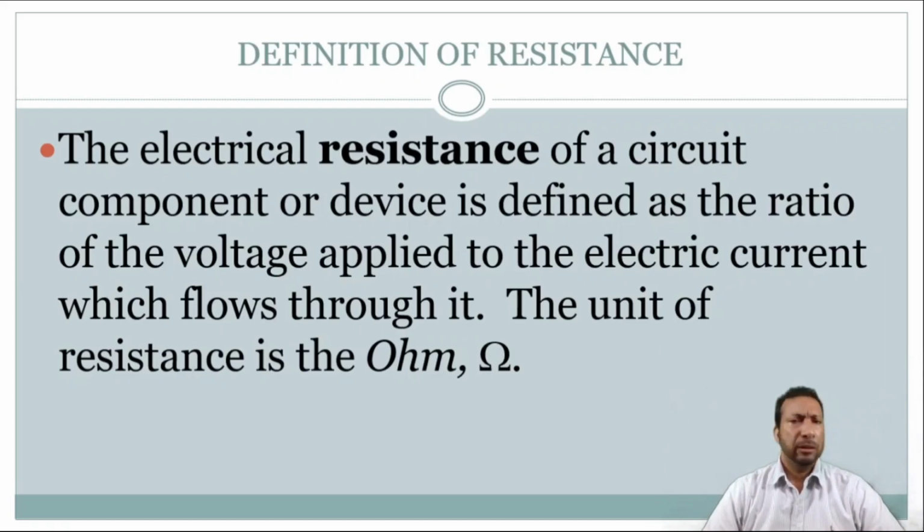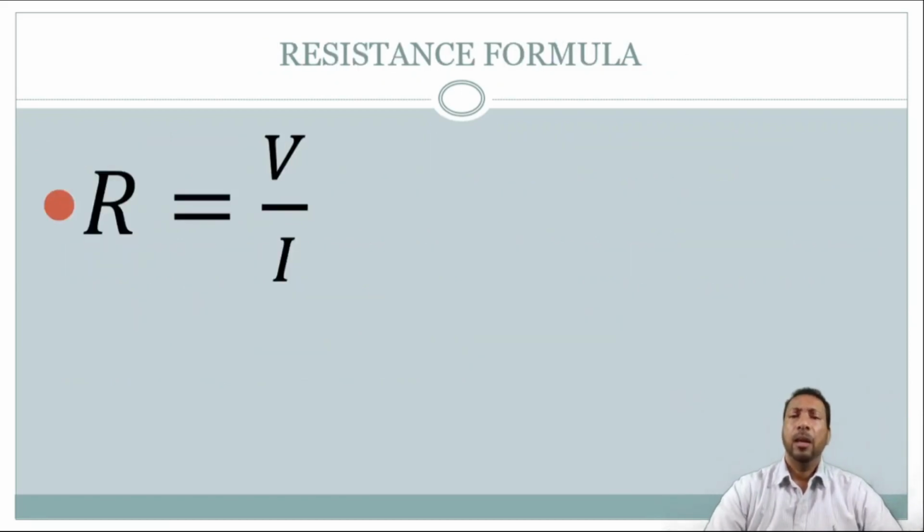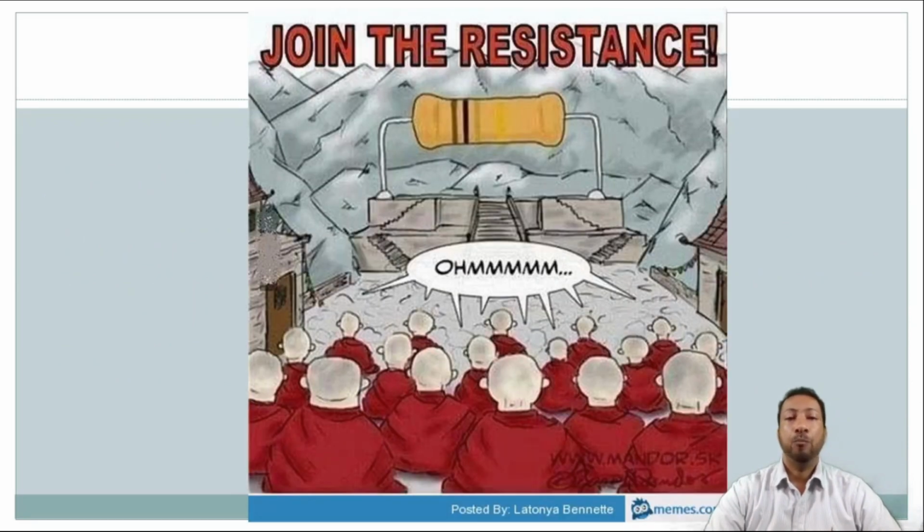But what does this definition mean? Resistance is how much current you actually get to pass through a circuit based on how much driving force or voltage you apply. Based on that definition, we have then our formula R equals V over I. Here we have a nice little meme, join the resistance.